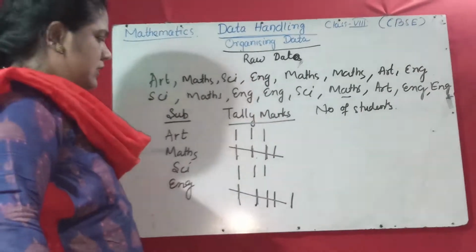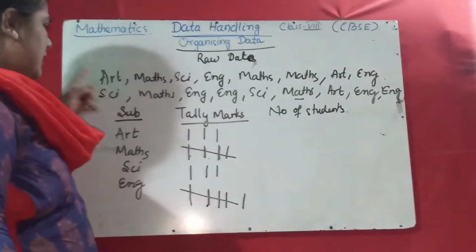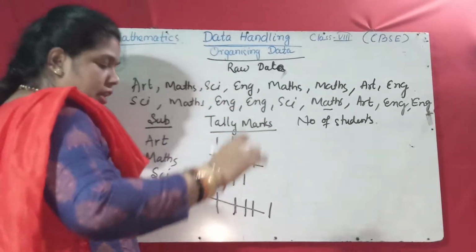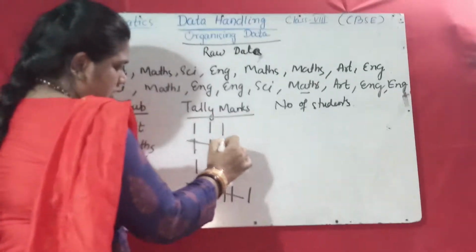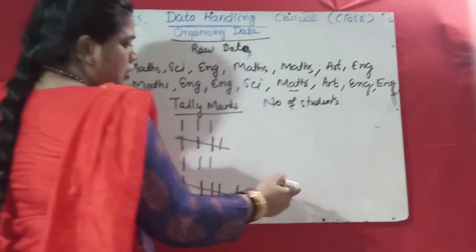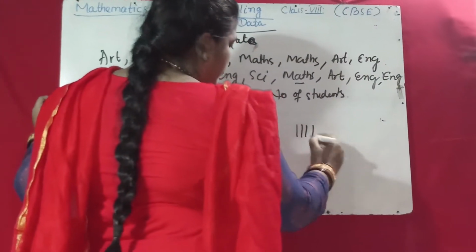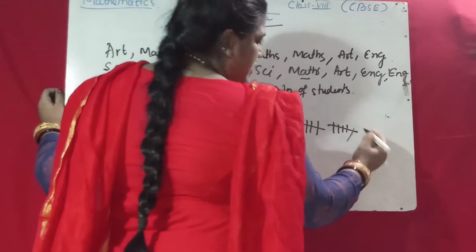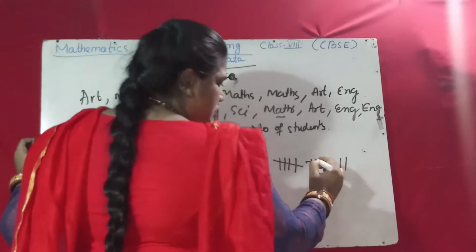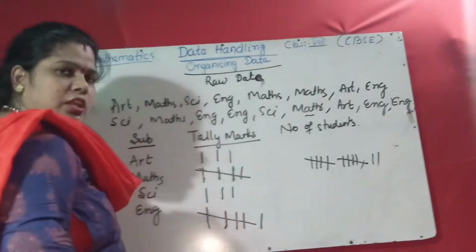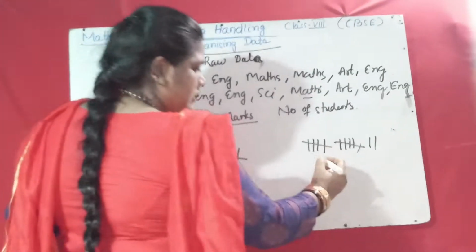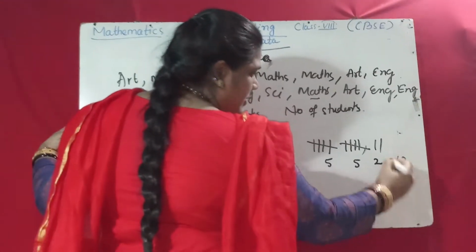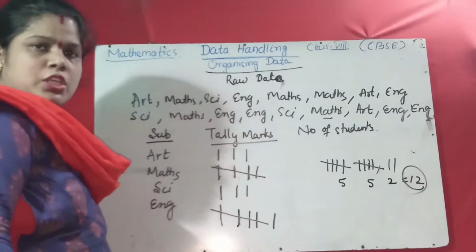Okay, understood how I did it? Art means one art, you draw a line. When 4 lines are over, the fifth one you just cross it. Again like this, suppose 1, 2, 3, 4, fifth one cross, then again 1, 2, 3, 4, again fifth one you cross it, then 1, 2. So how do you count? This one is counted as 5, this is 5, this is 2. The total is 12. Like this you count the number of students.